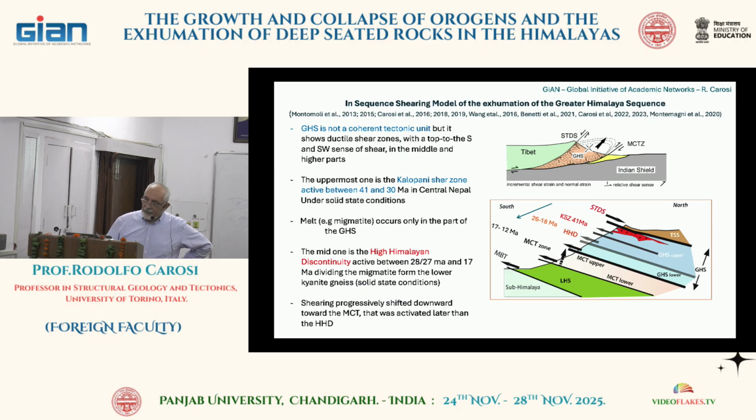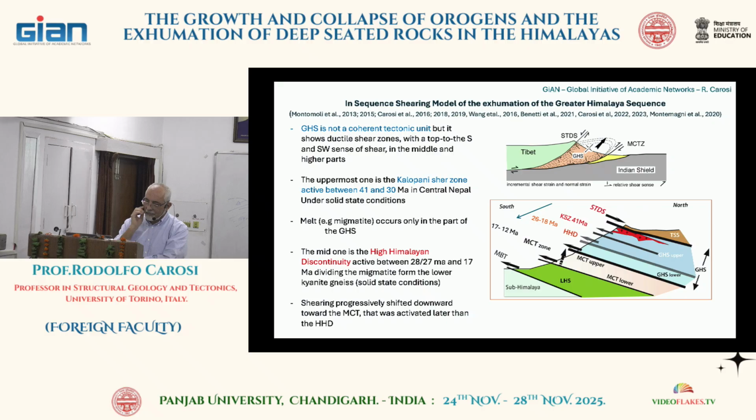Okay, we come back a little bit to the in sequence shearing model that we examined at the end of this morning. The GHS is not a coherent tectonic unit. Coherent means that it is a solid unit without deformation inside, without discontinuities. But there are shear zones in it with top to the south and southwest shear, such as the HHD that I showed you this morning.